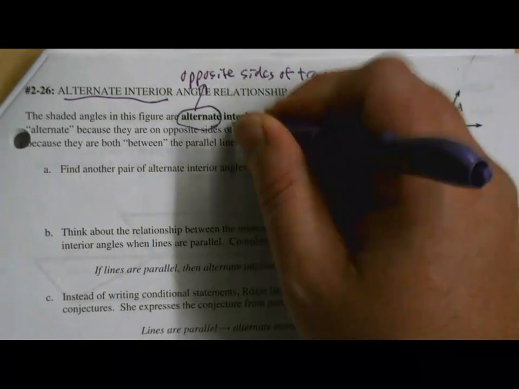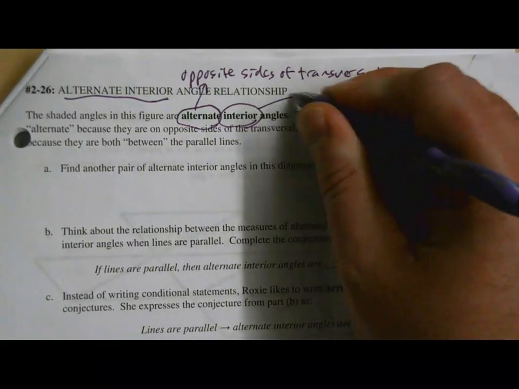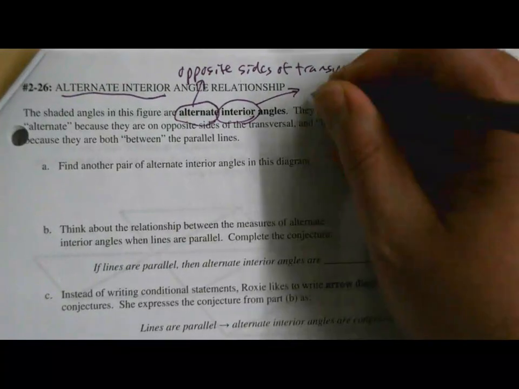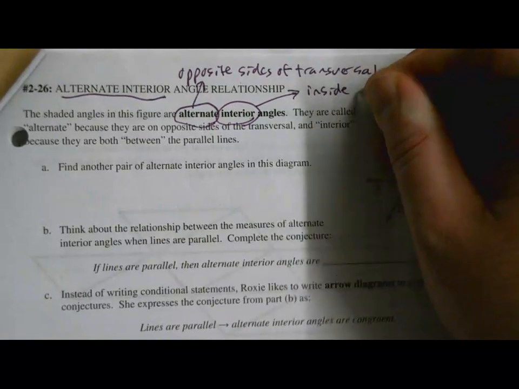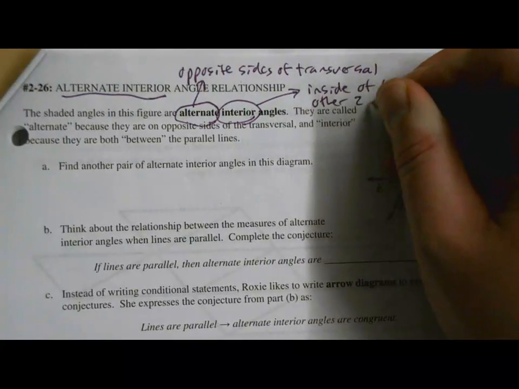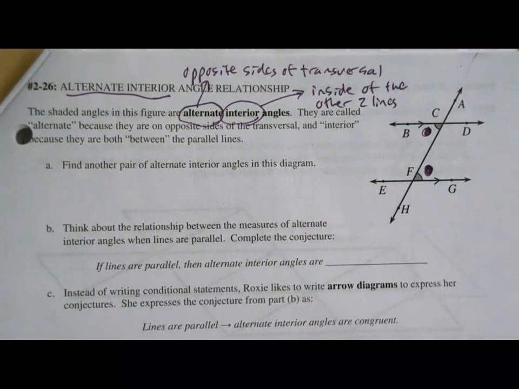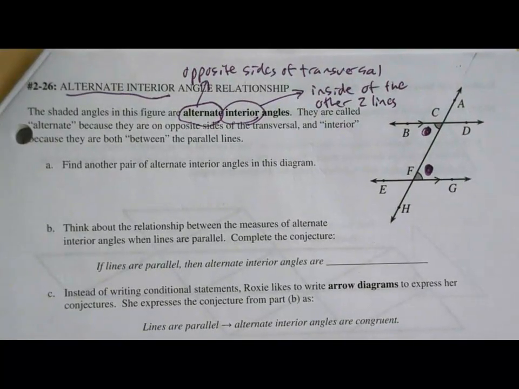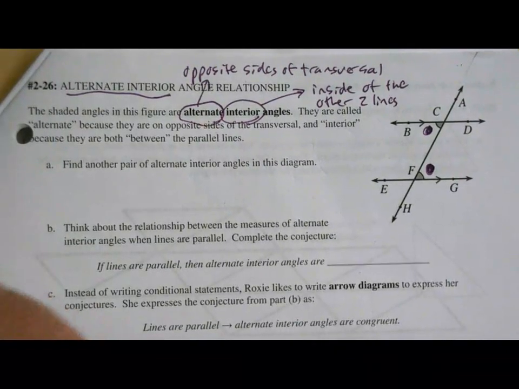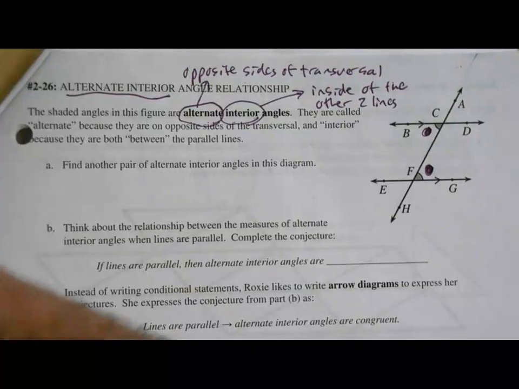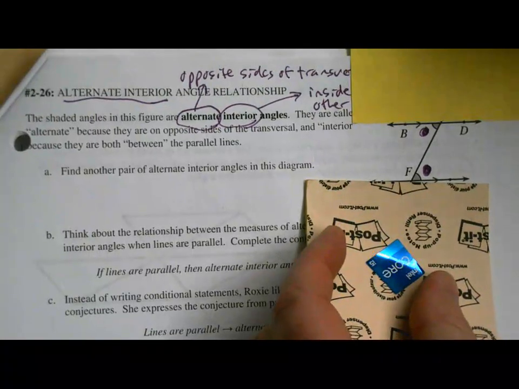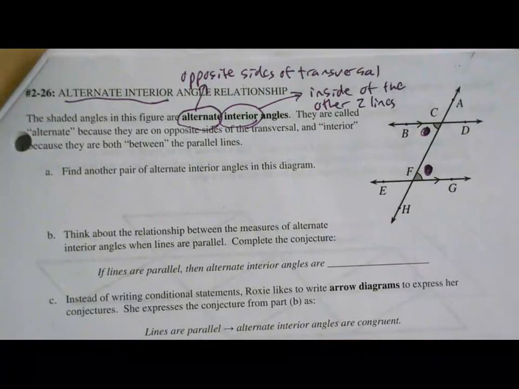And then what do you suppose interior means? Where have you heard that word before? Inside, that means inside of the other two lines, or between the other two lines. All right, so they're alternate interior because they're on opposite sides of the transversal and they're between the other two lines.